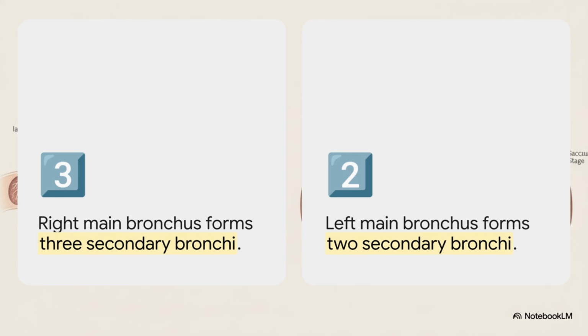Check this out. The right main bronchus forms 3 secondary bronchi, which are eventually going to supply the 3 lobes of the right lung. Meanwhile, the left main bronchus forms only 2 secondary bronchi, completely destined to become the 2 lobes of the left lung. So the structural blueprint for your adult respiratory capacity, it is literally locked in by week 5.